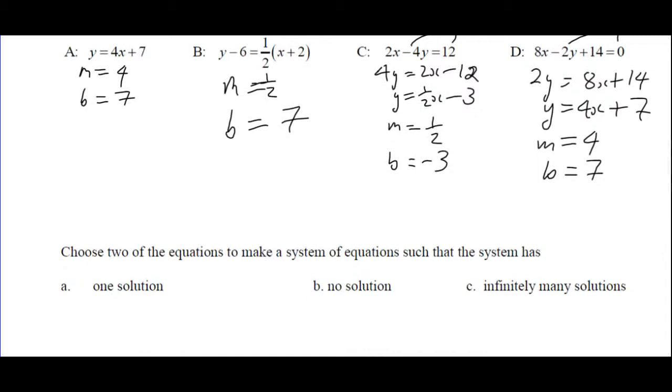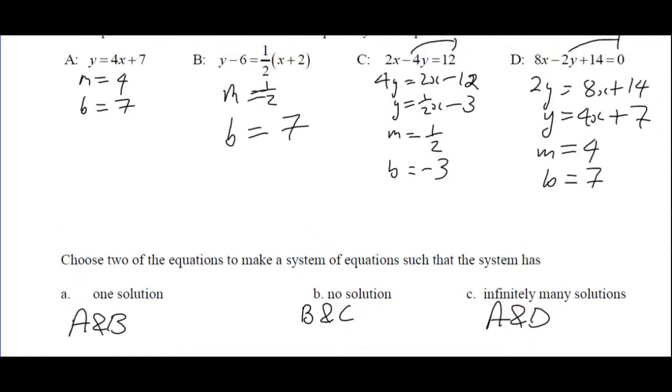Choose two of the equations to make a system such that there's one solution. Alright, one solution. So A and B would have one solution. A and B. Or A and C. Or B and D. Okay, so lots of ways. No solution. Well, the only one that has no solution would be B and C. They need, because they have the same slope and different y-intercepts, and infinitely many solutions. The only one with that is A and D.